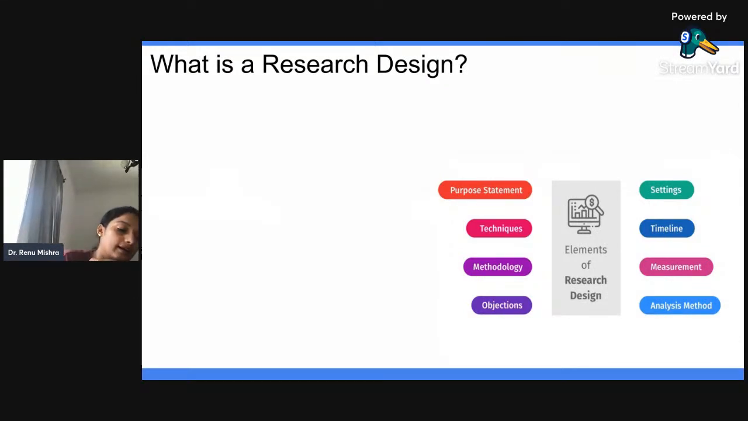Research design is not a very unknown kind of term. I should say that it's a very known, very heard-about kind of term. But I'm sure that many times we give the meaning to it as per our understanding. What I understand, I will give the meaning per my understanding; what you understand, you will give the meaning per your understanding.